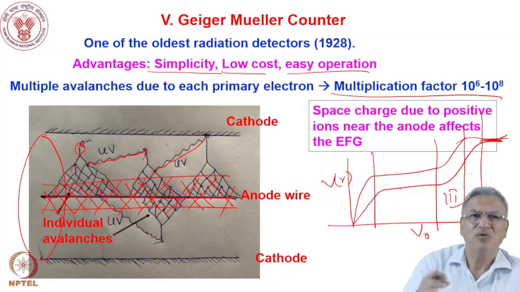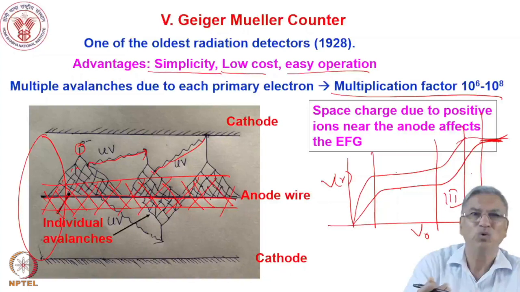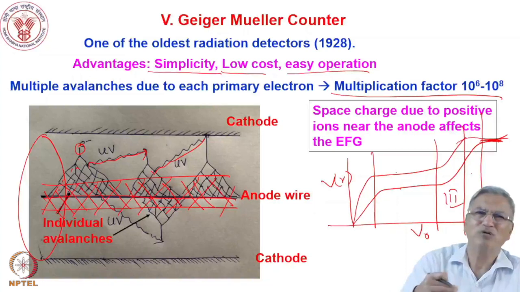When the space charge becomes very high, the effective potential across the anode becomes low. And then the detector stops functioning because you require a certain applied voltage. But because of the positive space charge generated due to several avalanches, the effective electric field gradient becomes low. And this happens only when a particular amount of space charge has been created. So the process of avalanches continues till the space charge becomes so dominant that the detector stops functioning. Every time the space charge reaches a certain value, the detector stops functioning. Because of that, the Geiger-Müller counter will stop functioning only when so much space charge has been created.